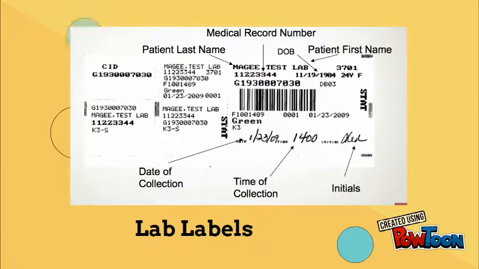Lab labels are used to distinguish each lab specimen. Without the labels, both doctors and medical laboratory scientists would not be able to tell which specimen belongs to which patient.